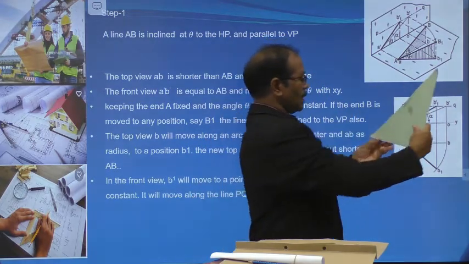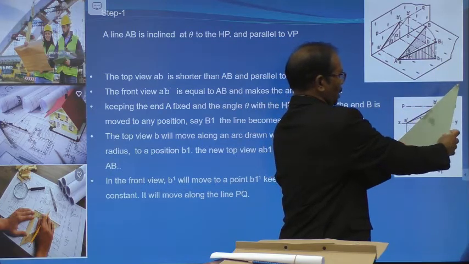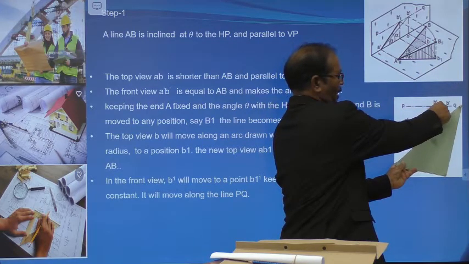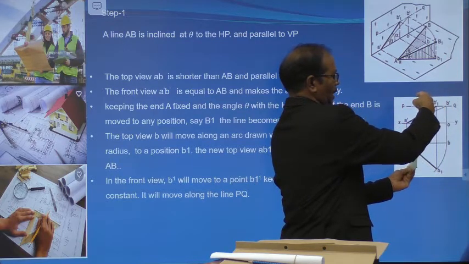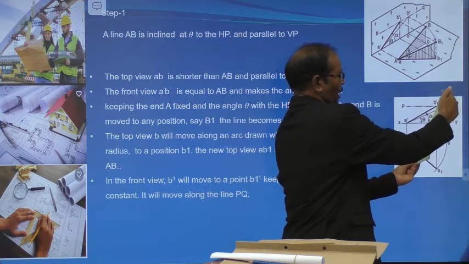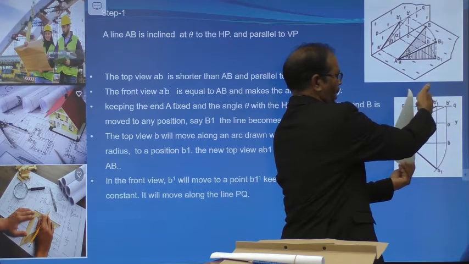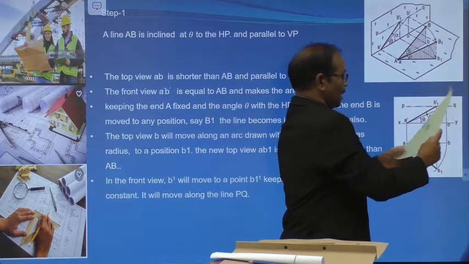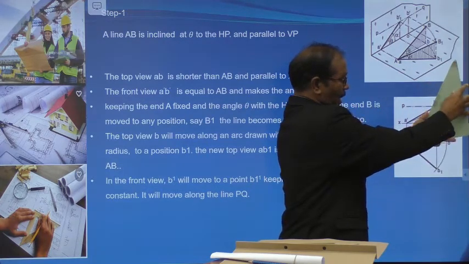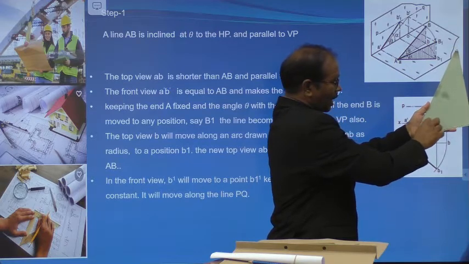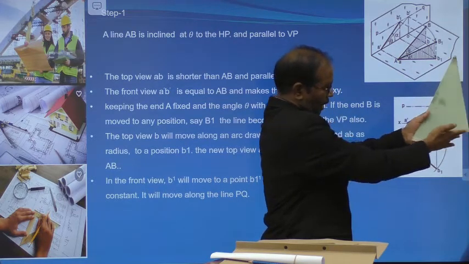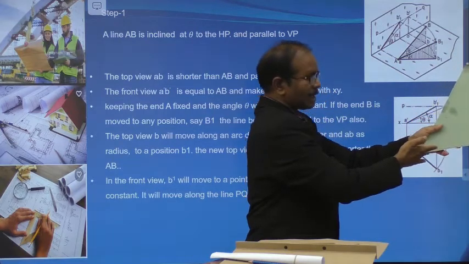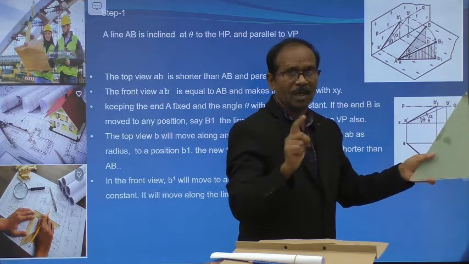Then what is next? Say in this position, B1 is the front view point. Just rotate. While rotating, this is the B1 dash. That means this height doesn't change. Keep this angle constant. There is no change in its height and no change in its side. You know this is the triangle formula.